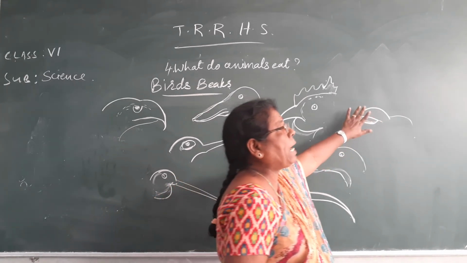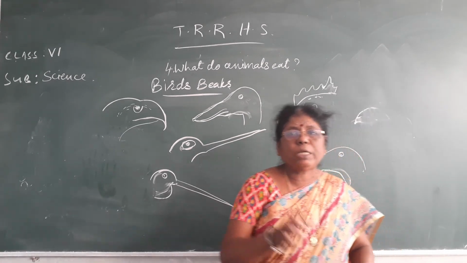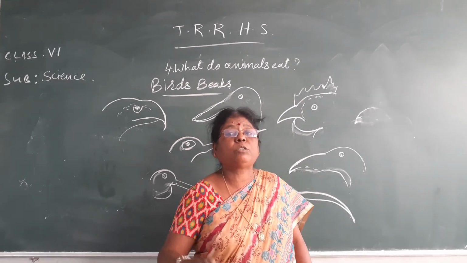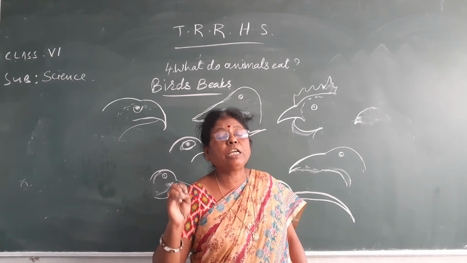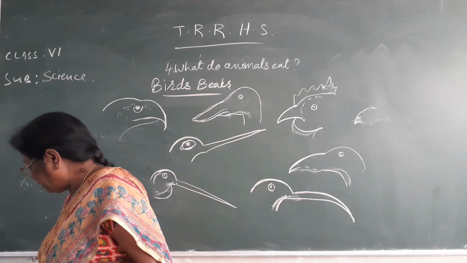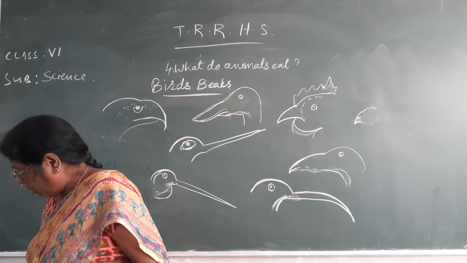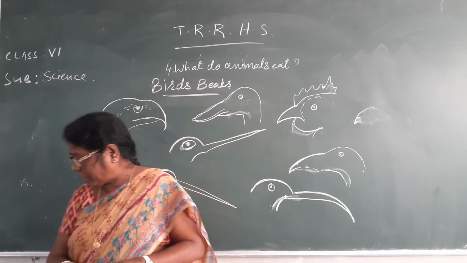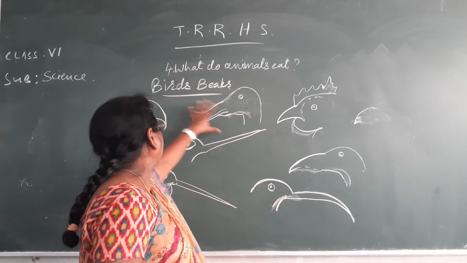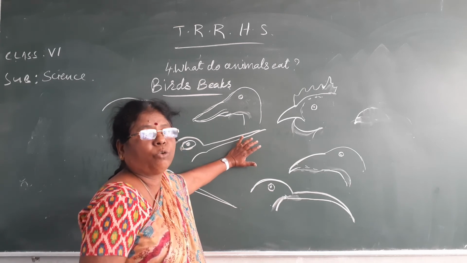Understood? And now the parrot. The parrot has a strong beak. This beak is used to crack nuts and seeds, isn't it? So the parrot also has a strong beak. These are the pictures of the animals, showing that the design or shape of the beaks is based on their food habits only.